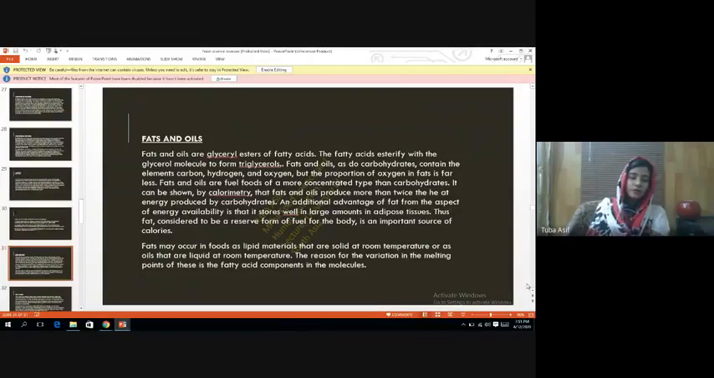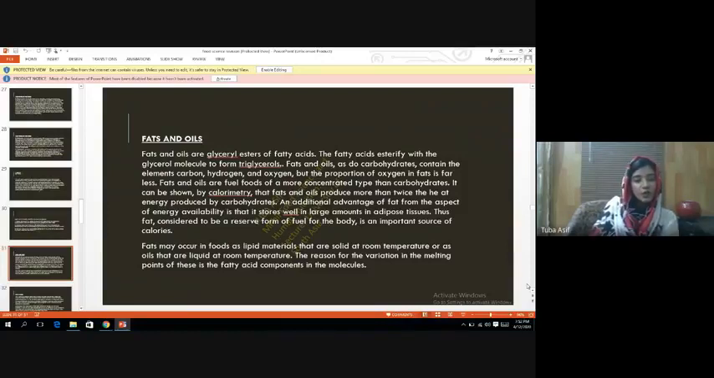Fats are the ones that are found as solid at room temperature, and the oils are the ones that are liquid at room temperature. Both of these are made up of fatty acids that could be saturated fatty acids or unsaturated fatty acids. If there are saturated fatty acids, they constitute fats, and if the unsaturated fatty acids are there, they constitute oils.